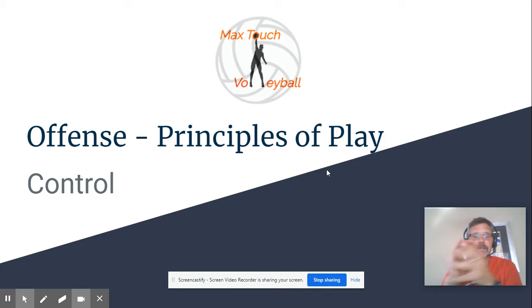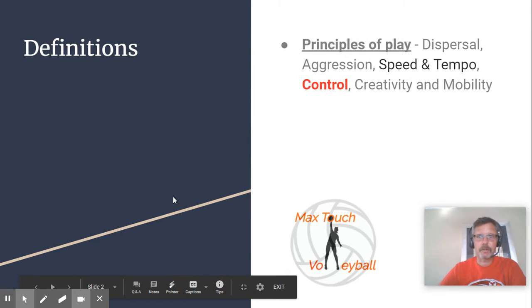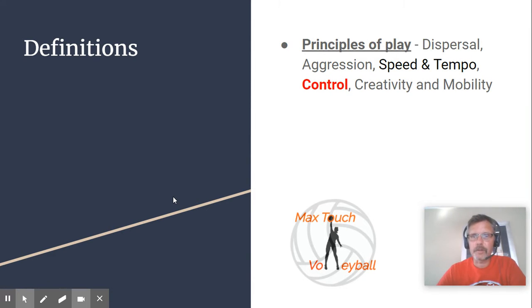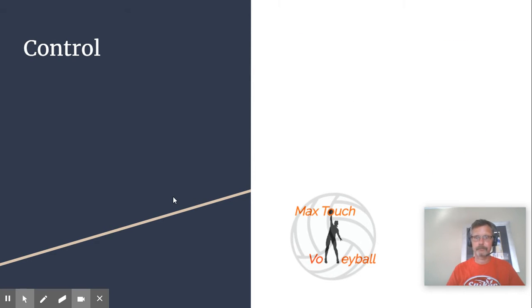Today I'm going to continue in my series of offensive principles of play, specifically focusing on control. So, a couple of definitions that we need to establish before we get started so that we're on the same page. Principles of play are like building blocks, and when all of those building blocks are together, your offense works really well. Offense, of course, is the act of trying to score. We focus on serving, setting, and attacking.